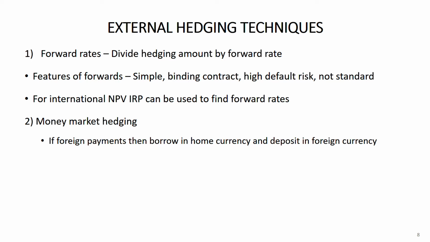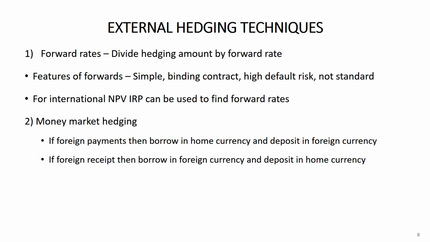If you're having a problem remembering two things, don't remember two things. Just remember for payment, what is it, right? For payment, I am borrowing in home currency. That's it. The rest you can fill up. The rest is like a fill-in-the-blanks type, right? When it comes to deposit, you know what to do. It's the opposite. Reverse it. So if it's a foreign receipt, borrow in foreign currency, deposit in home currency. It's just the opposite of payment. You just have to learn this one line: if foreign payment, then borrow in home currency. This much is enough. The rest you can fill in the blanks.